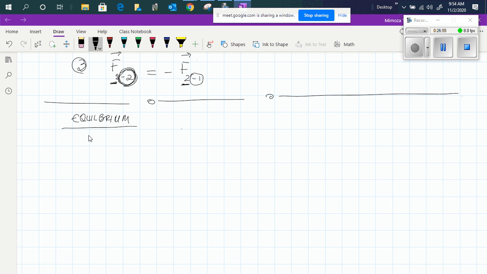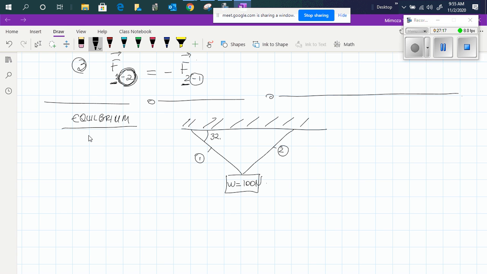What it is: an object with a given mass or weight is tied with two strings. So let's say the weight is 100 newtons. Then we have tension of string 1 and string 2 that are creating an angle of 32 degrees with the horizontal and 43 degrees.